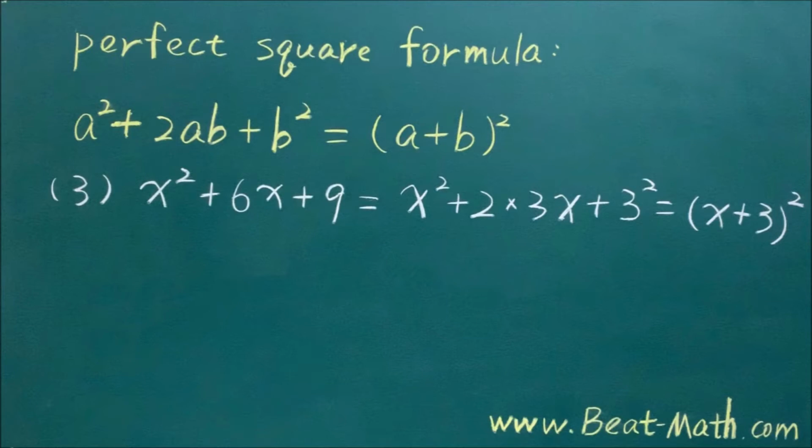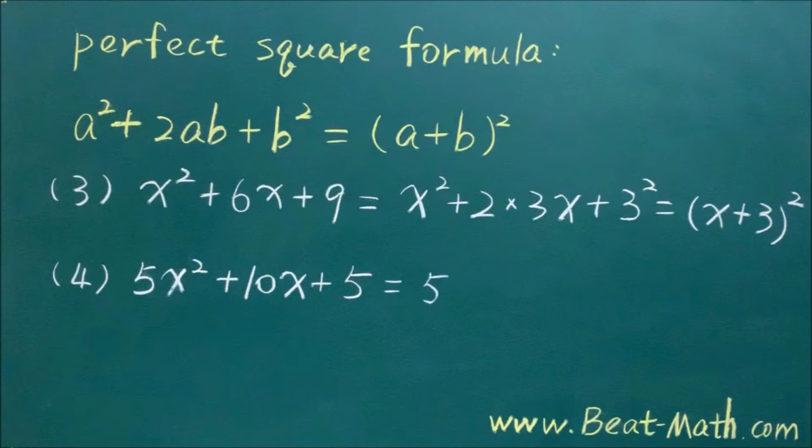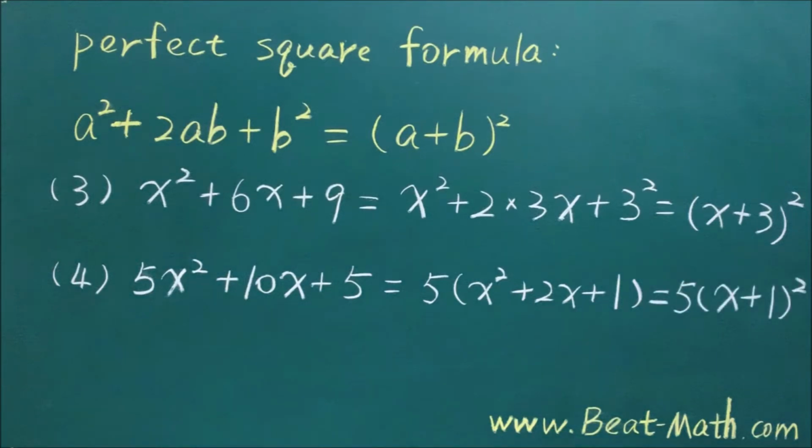Let's look at a more complicated example. 5x squared plus 10x plus 5. How do we factor this? We first factor out the common factor 5. Then we get 5 times the quantity of x squared plus 2x plus 1. Obviously, we can apply the perfect square formula to factor x squared plus 2x plus 1 into the quantity of x plus 1 squared. So the result is 5 times the quantity of x plus 1 squared.